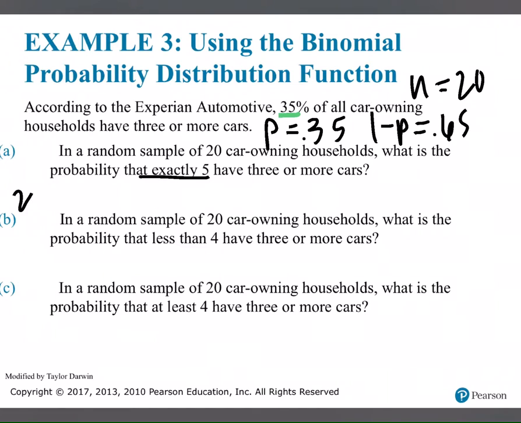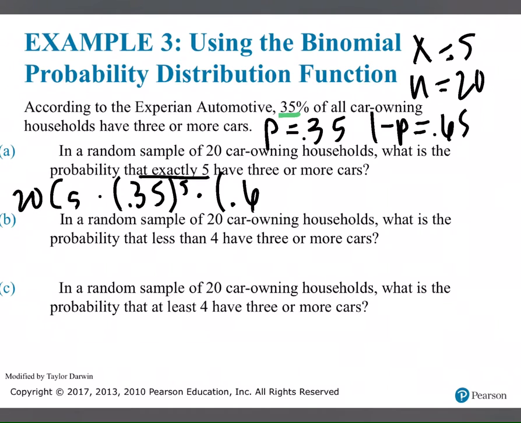So it's going to be 20C, and it wants to know, well, what is X? What are we looking at? In this case, X is 5. So 20C5 times P to the X, so 0.35 to the 5, since we want exactly 5, times 1 minus P, which is 0.65, to the n minus x, which is 20 minus 5.